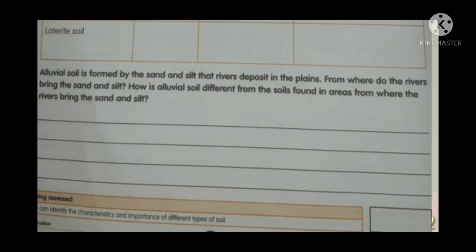Then next question, how is alluvial soil different from the soil found in areas from where the rivers bring the sand and silt? That means, what is the difference between alluvial soil and mountain soil? Alluvial soil is very fertile and suitable for different types of cultivation. Then what about mountain soil? Mountain soil is not fertile; only a few types of crops can be cultivated. That means only tea and coffee can be cultivated in the mountain soil.